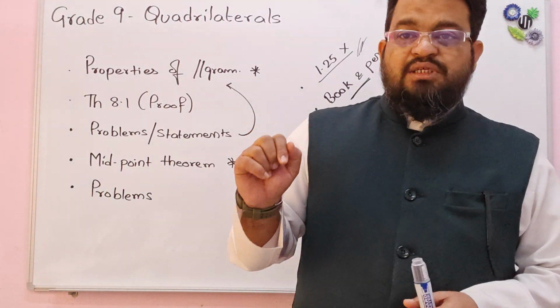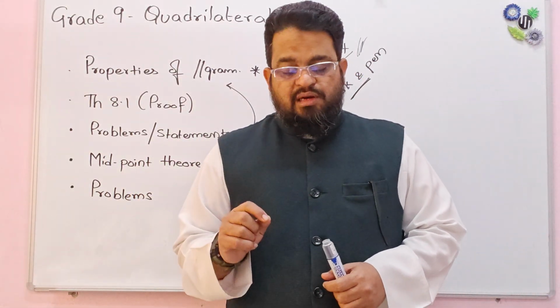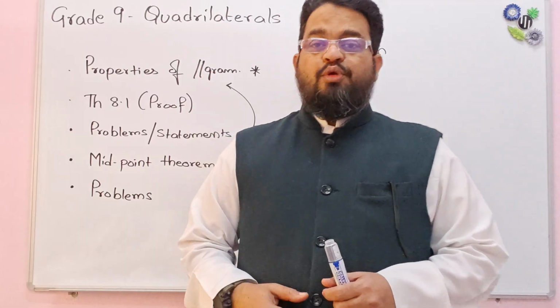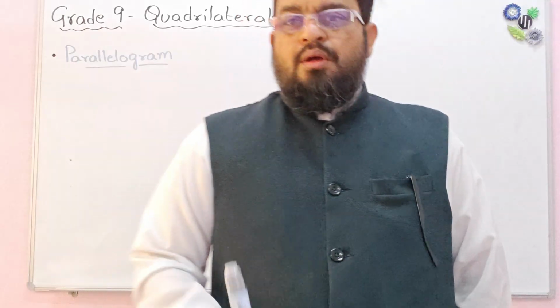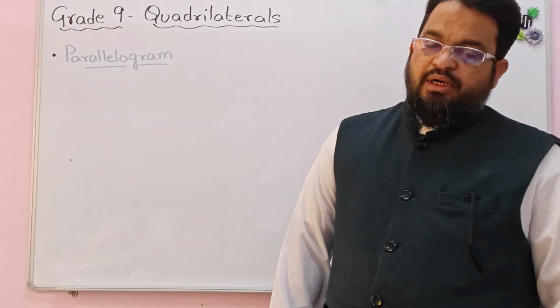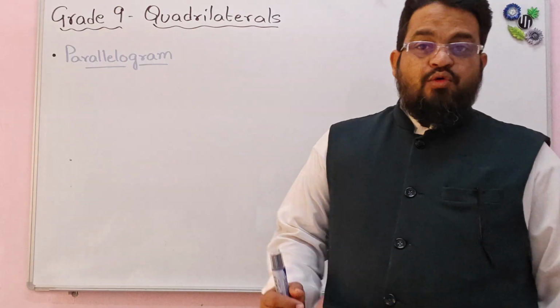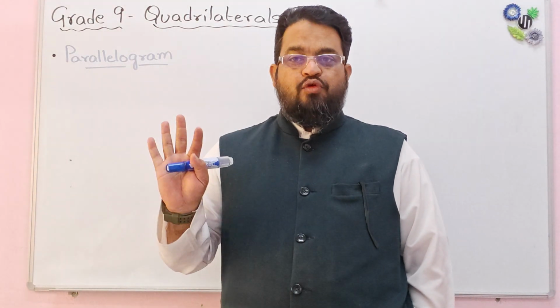So the first one is properties of a parallelogram. So let me define what a parallelogram is first and what the properties of it are. Yes, and now the chapter name is quadrilaterals, right? So what are quadrilaterals? Quadrilaterals are closed figures with 4 sides.